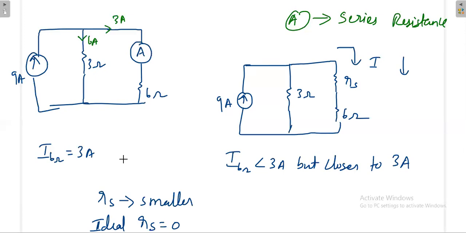Now, related to this, we will see one theorem. That theorem is called the compensation theorem, because the knowledge of the loading effect is needed there. Now, the compensation theorem.